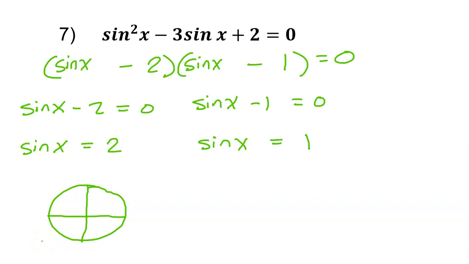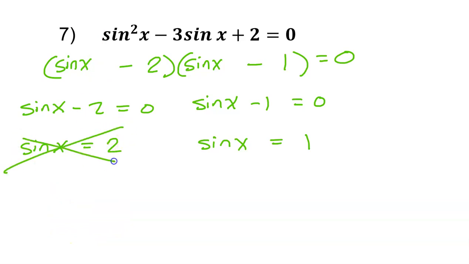Sine is the y value on the unit circle, and the y value will have a maximum value of 1 and a minimum value of negative 1 at the top and bottom of the unit circle. You cannot have a y value that's greater than 1. So there's no angle that will have a sine of 2. So we will get no solutions from this part. So we really can just cross that out. There will be no solutions here.